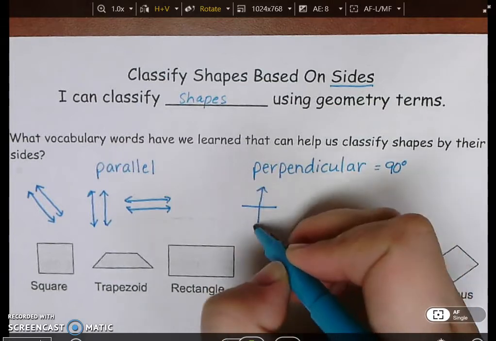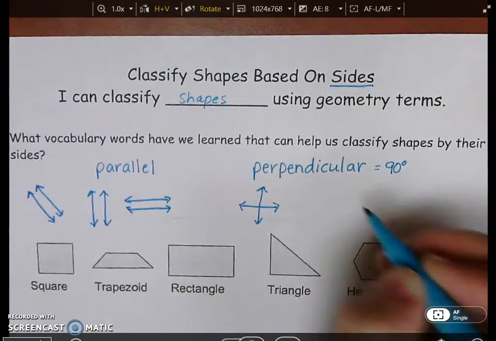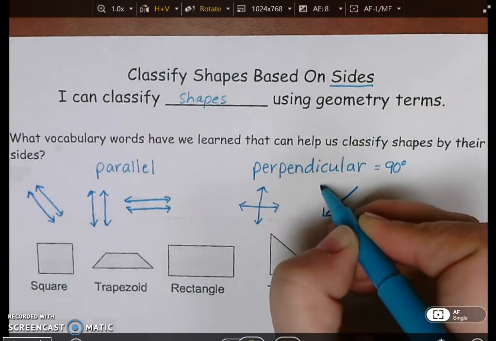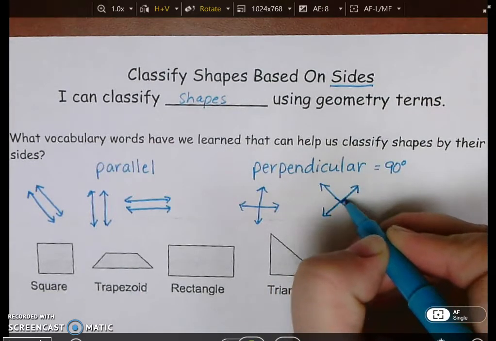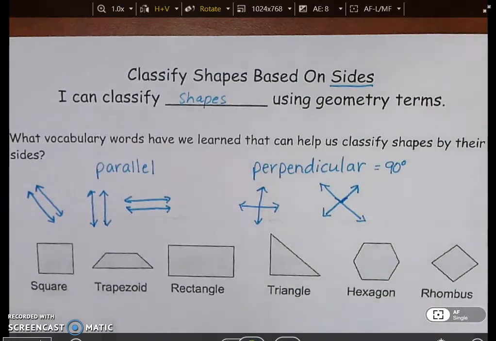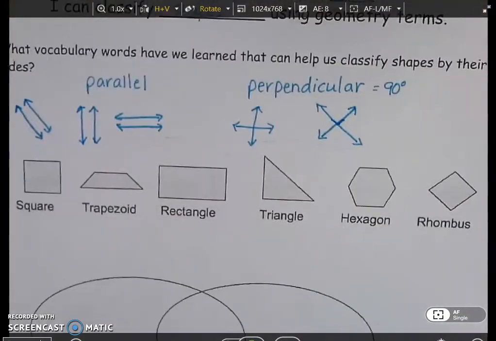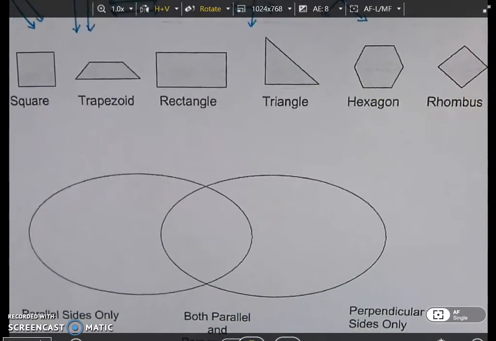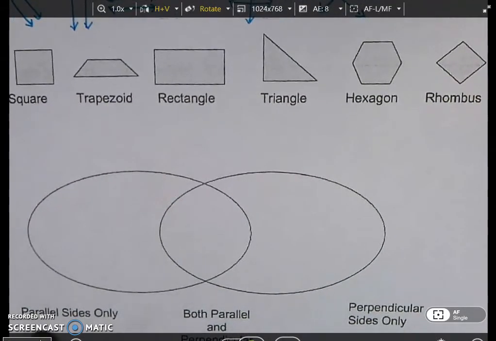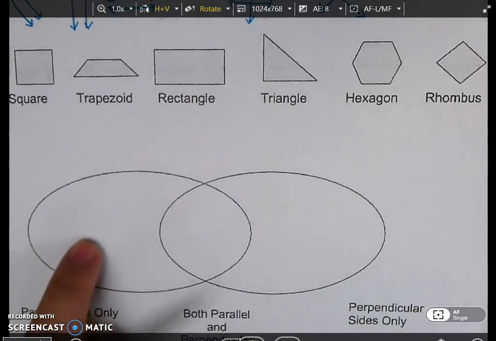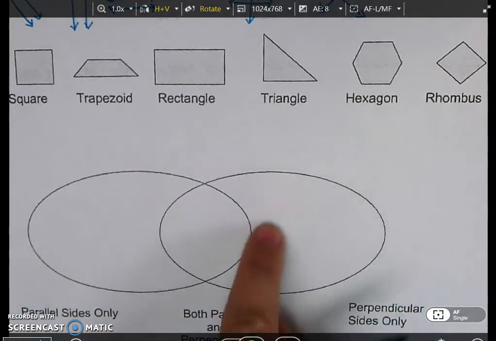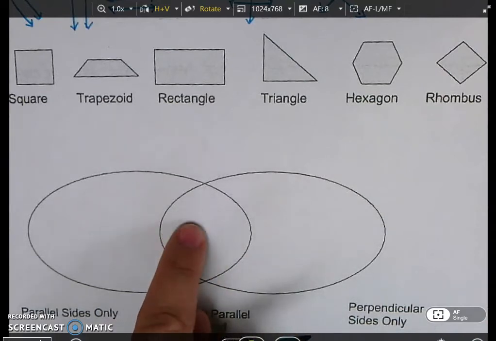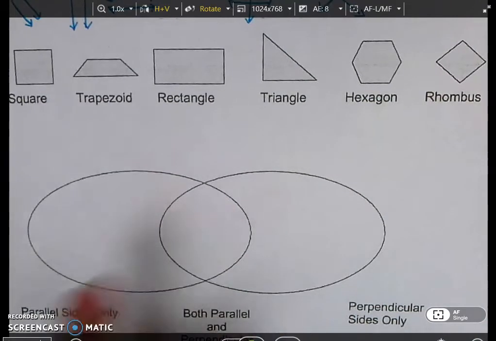So it may look something like this. It could be sideways, as long as there is that corner that shows that 90-degree angle. So we're going to take these shapes here and we're going to put them into our Venn diagram. And our Venn diagram has parallel sides only are going to go on this side. Perpendicular sides only are going to go on this side. And then if they have both parallel and perpendicular, they're going to go in the middle.